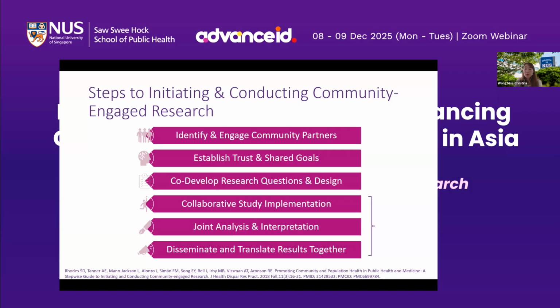However, what we are seeing a lot in the literature is that the community starts to get involved in the collaborative study implementation phase through to the joint analysis and interpretation, and also the dissemination and translation of the results. So these last three phases are where very frequently a lot of clinical trials involve the CAGs.